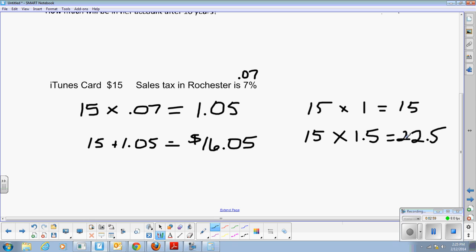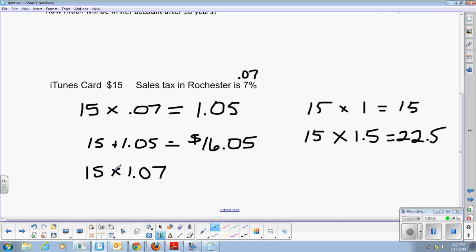And notice, does 22.5 include the $15? Yes, it does. It took the $15. It also found half of 15 and added the two together and just gave you the answer. So the question is how do we do it with a problem like this up here? Well, if I want to include the $15 in my final price, I will start with the 15 times. Now what the store will actually do is they'll take it times 1.07.